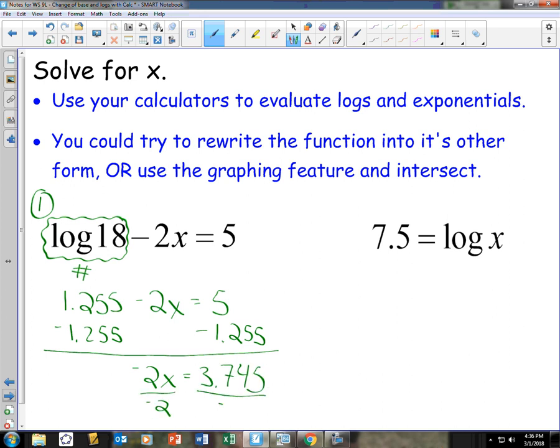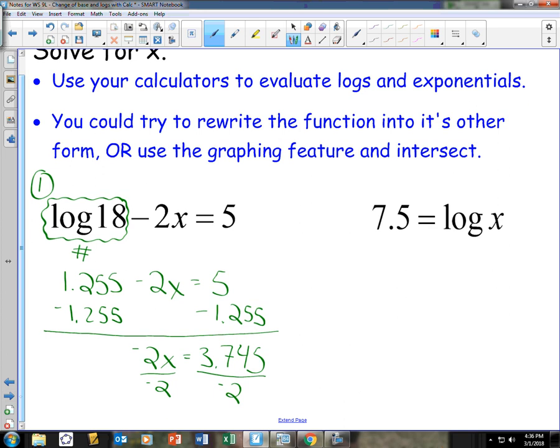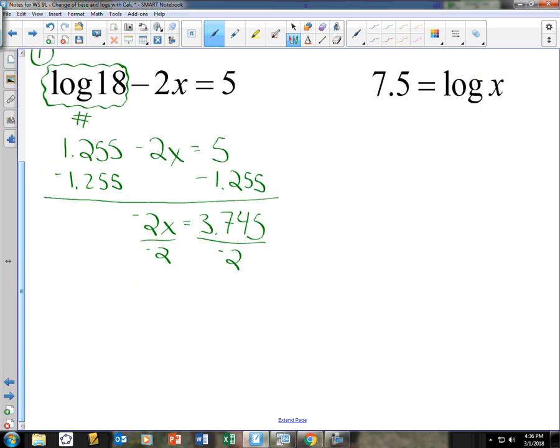And then I'm going to divide by -2, and there's my answer. So this one was really pretty straightforward because the log was just a log of 18. So in this case, I get divided by 2, negative 1.872. All right, so we like those problems. Those are pretty easy. Now, notice that this next problem is different. The variable is in the log.